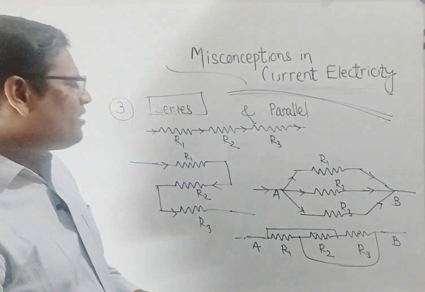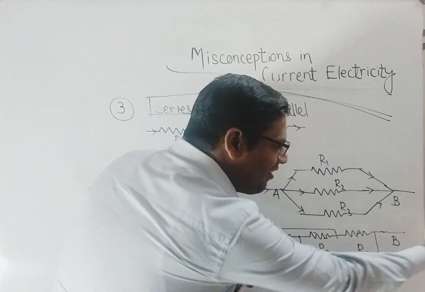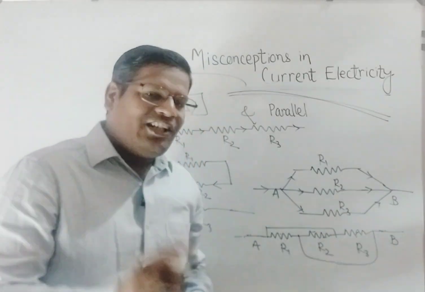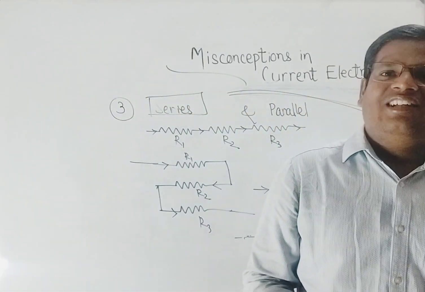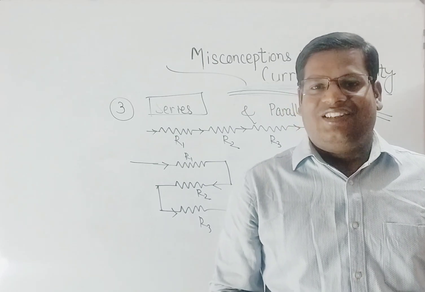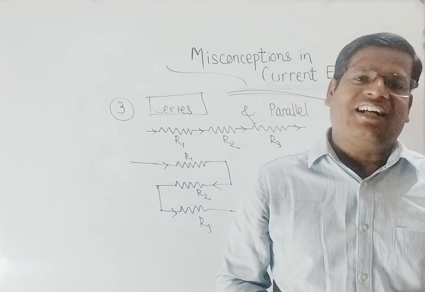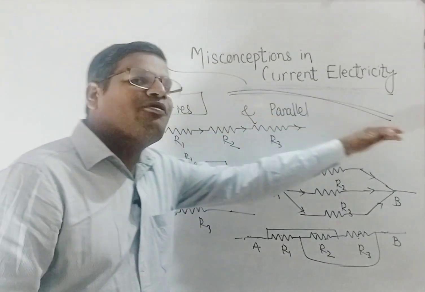So generally students think that series means resistors have to be in a straight line, and parallel means resistors have to be side by side. No, that's not the criteria. It doesn't matter how they look. Looks are deceptive. Don't go by looks. You see how they are connected, how the current flows, right? Series means the same current has to flow through all of them.